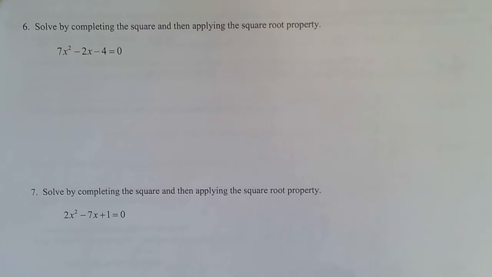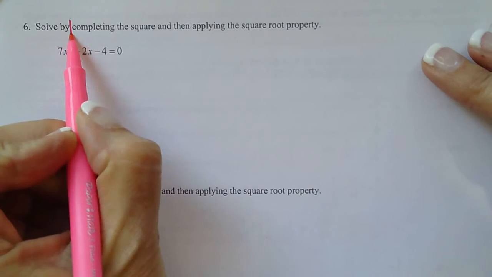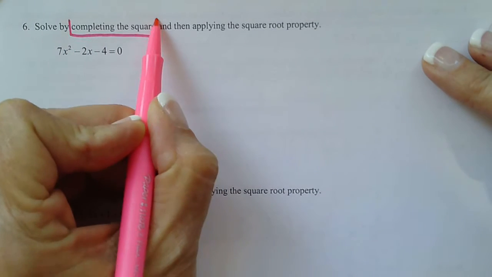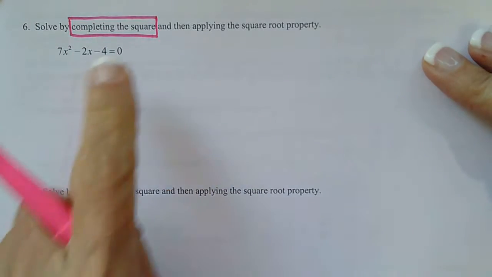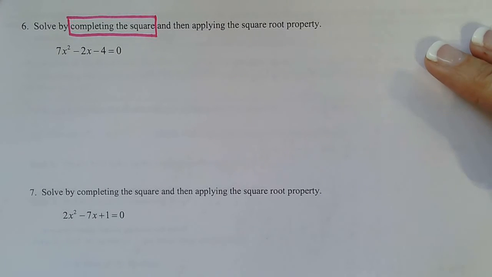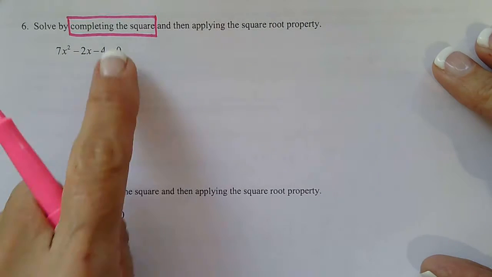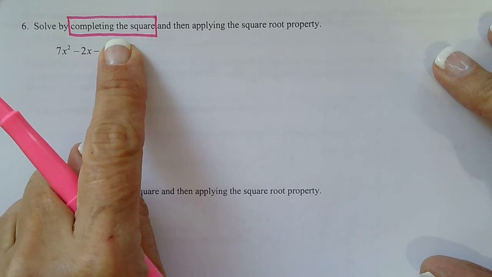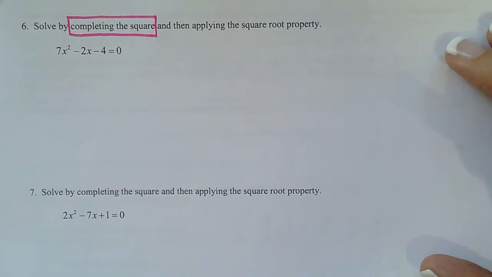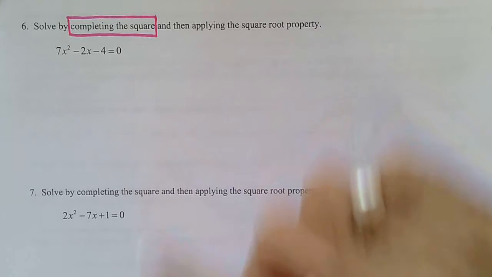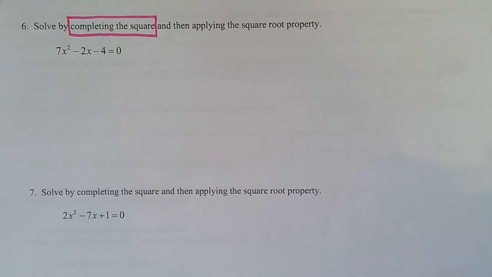Okay, so solve by completing the square. And remember what I said, when you're taking your test, you need to make sure to read those directions because I am having you turn in your work and 3 of the 5 points are for using the method that is asked for. So completing the square, remember, means making a perfect square trinomial.